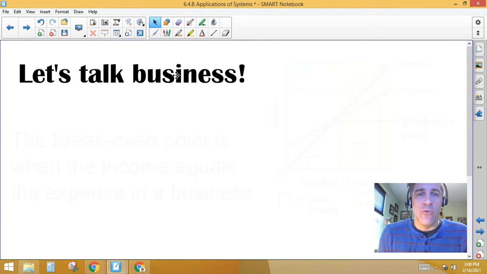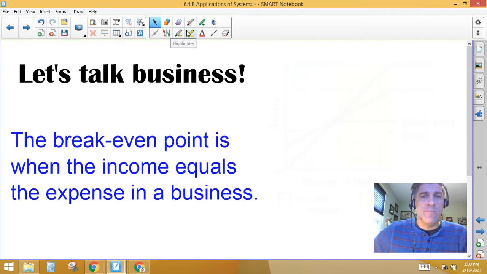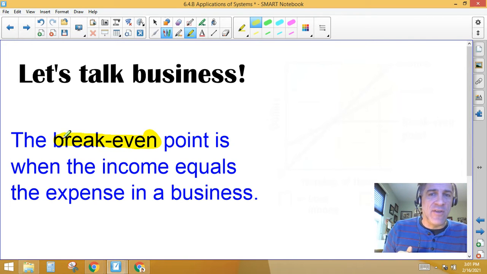Businesses, their main goal is to make money. They make money when their income, the amount they take in, is more than their expenses, the amount they have to pay. And that point, when their income surpasses their expenses, that's called the break even point. This is the point all businesses are striving to get to. This is when the income equals the expenses of a business.